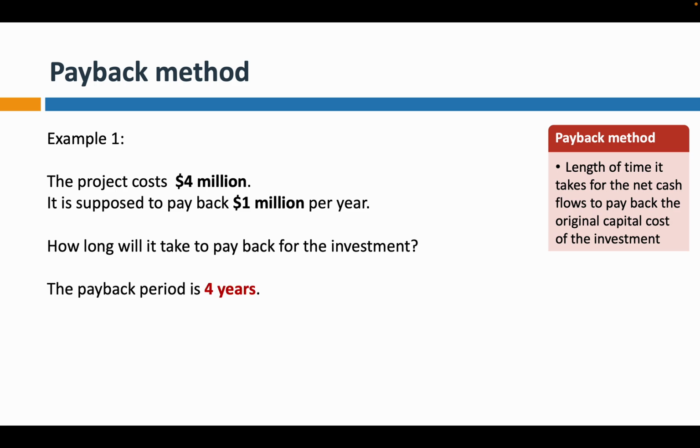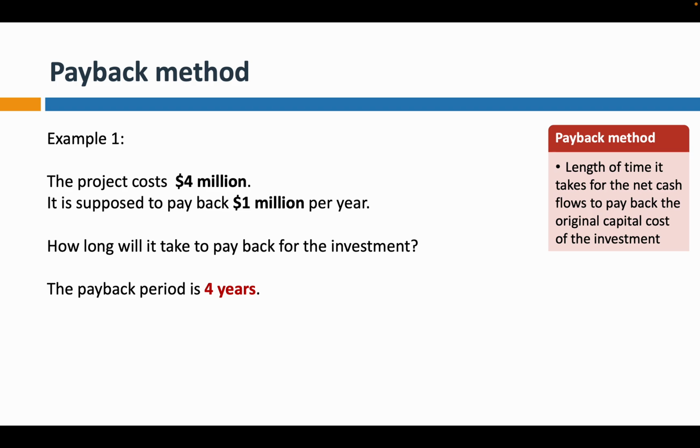Okay, so the answer is the payback period is 4 years. It's very simple. 4 divided by 1 equals 4. But this is a very simple example where we estimate the forecasted net cash flows to be the same each year. So 1 million every year, let's say, for the expected life of the investment project.